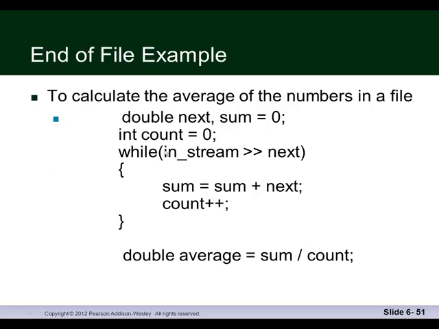So the way that's going to happen is, while in a stream, we're going to have next. So it's going to read next, which is what? The type of double. So it's going to keep reading the double. It's going to add to the sum. It's going to add the count, and then it's going to do the average.